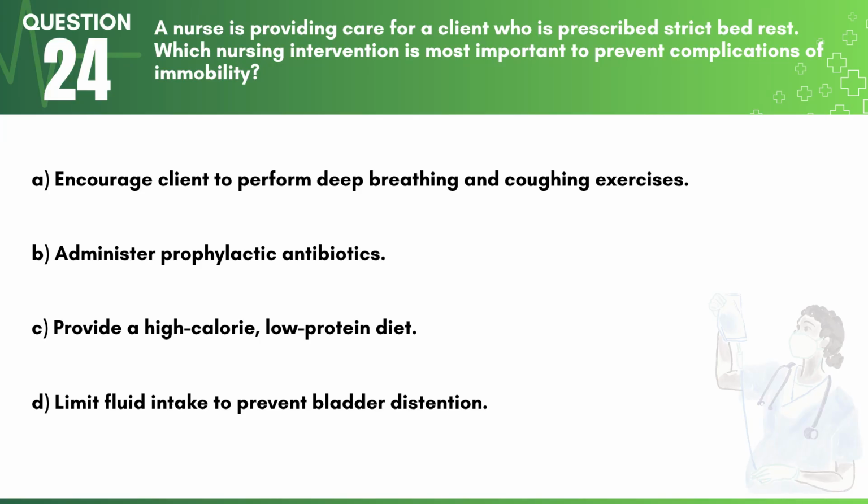Question 24. A nurse is providing care for a client who is prescribed strict bed rest. Which nursing intervention is most important to prevent complications of immobility? A. Encourage client to perform deep breathing and coughing exercises. B. Administer prophylactic antibiotics. C. Provide a high-calorie, low-protein diet. D. Limit fluid intake to prevent bladder distension.